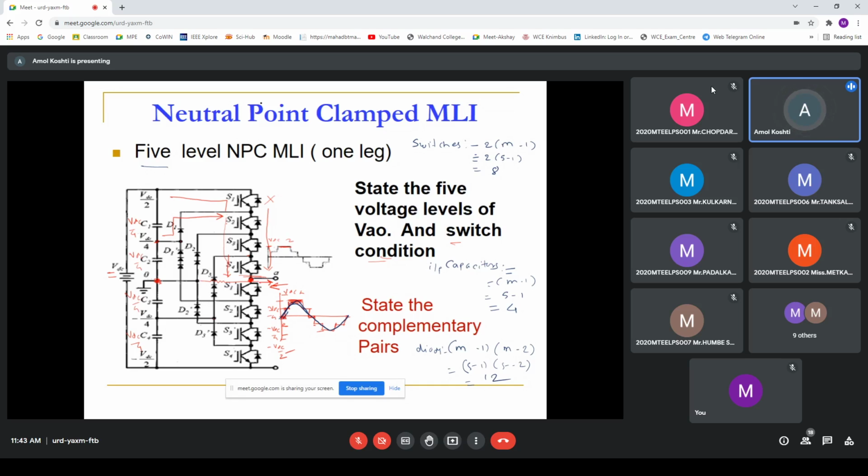So the advantage is that as we go for higher levels of output, the harmonic content will be automatically reduced. That is the advantage. The inverter efficiency is also high here. Why? Because the switches are switched at the fundamental frequency. So because of the less switching, the losses will be less there. These are the advantages.